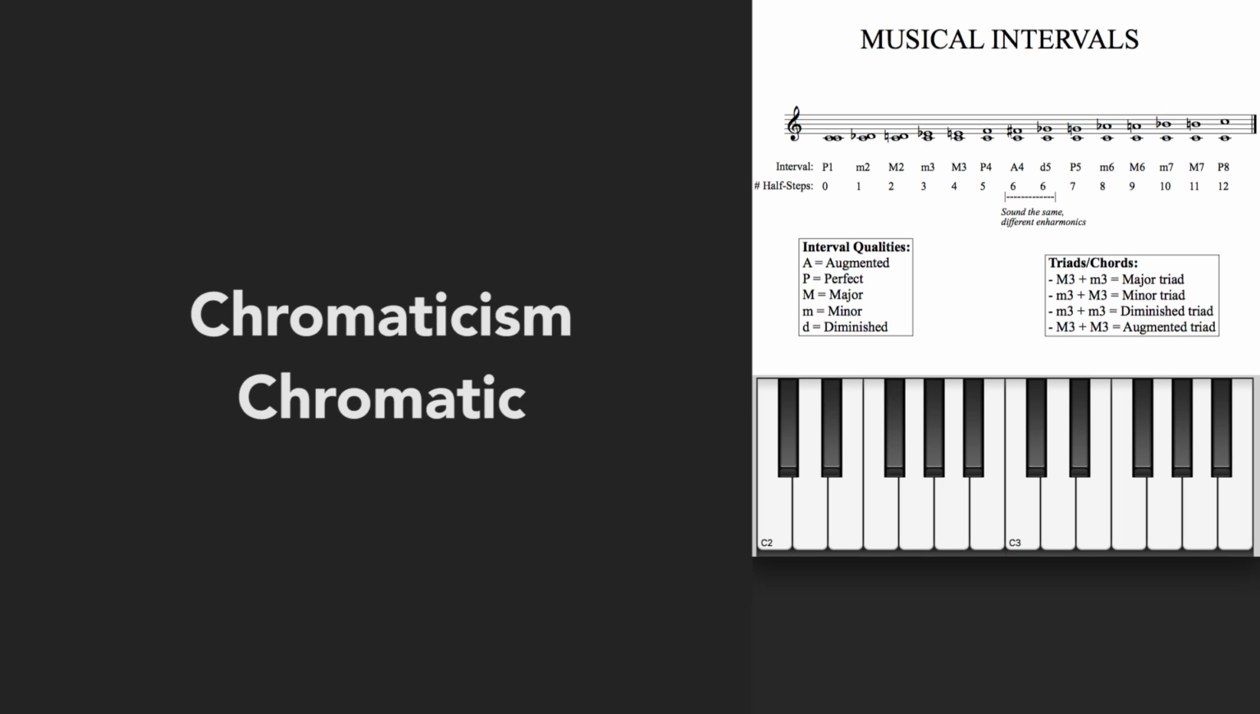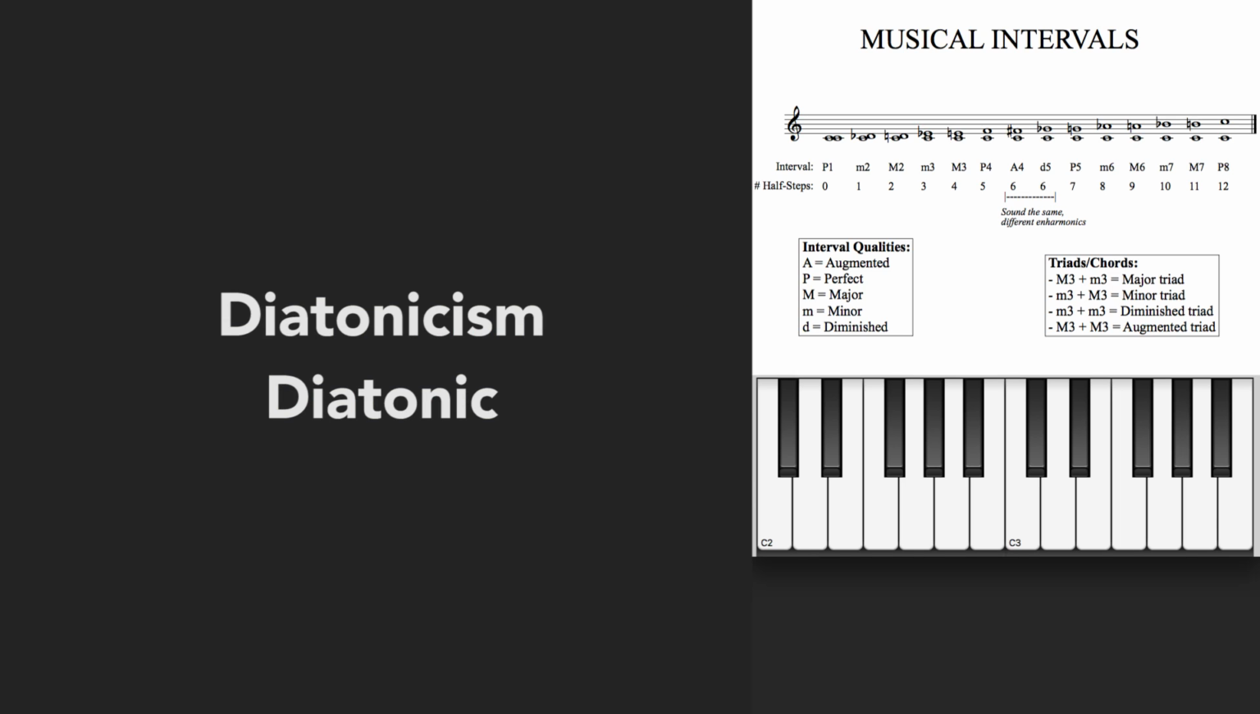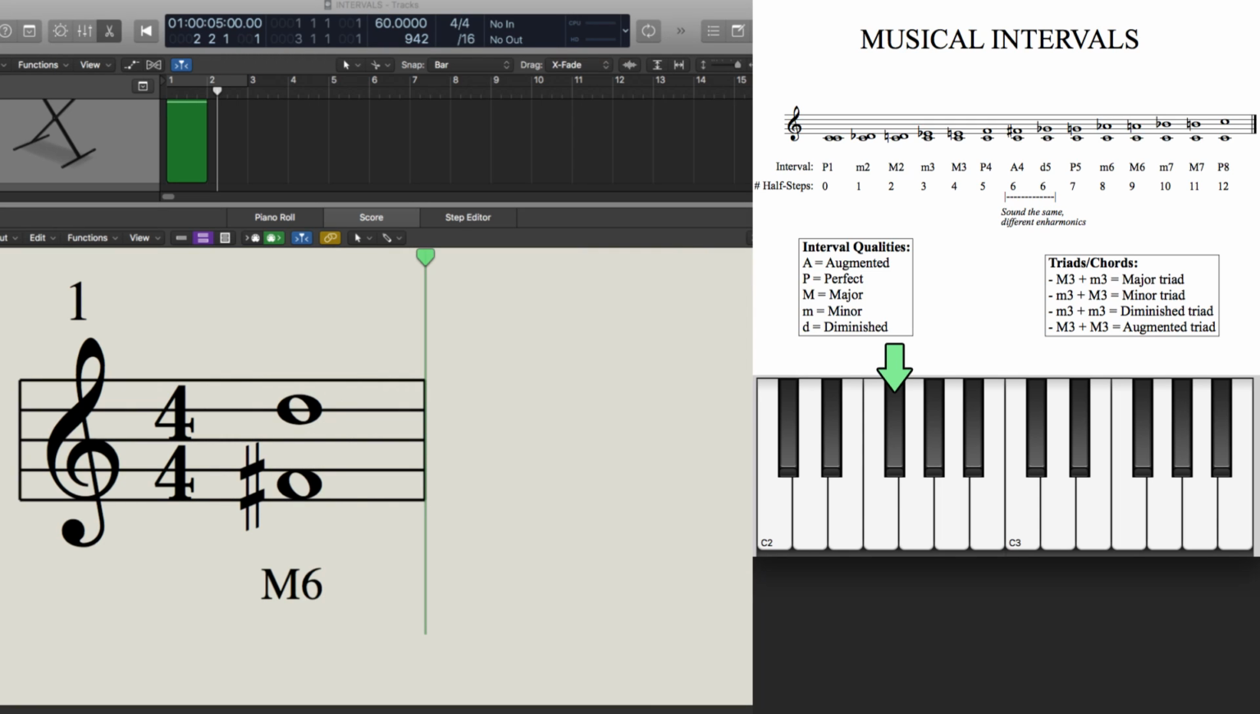bottom note. Chromaticism or chromatic is a term that describes musical ideas that are derived from the chromatic scale, which uses all 12 notes within an octave. This is opposed to diatonicism or diatonic, where you would only move up or down within the notes of a given major or minor scale. So as we count up from F sharp, we'll mimic that same chromatic motion, including all white and black keys.